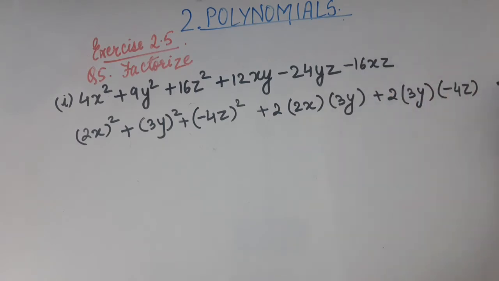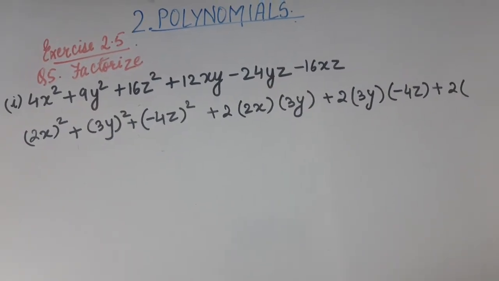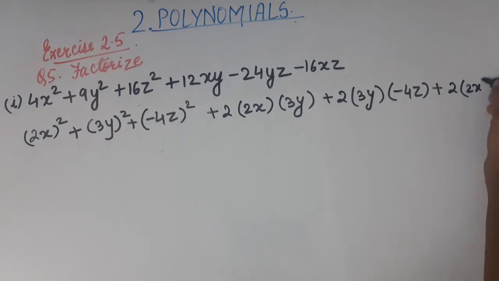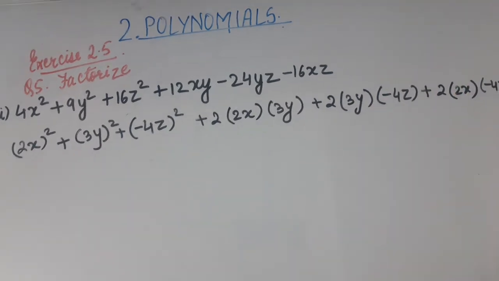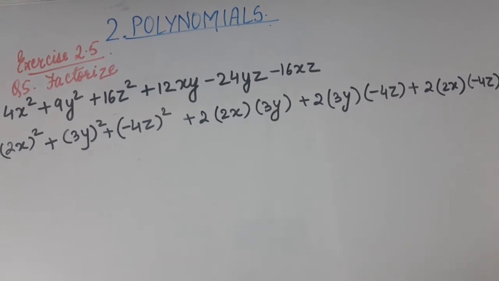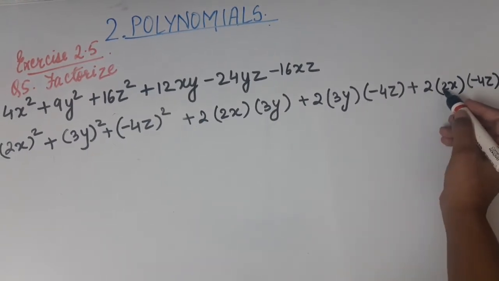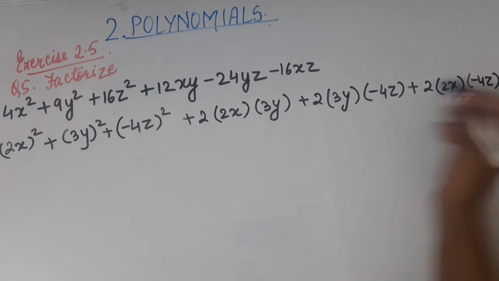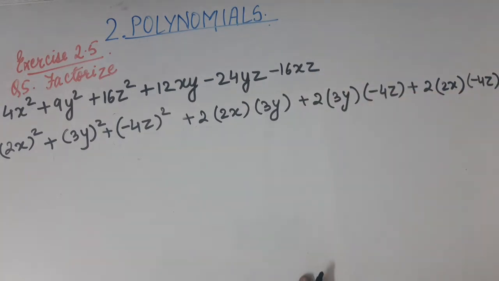Now this minus 16xz is 2 into A into C. What is your A? 2x. And C is minus 4z. Now check: 2 into 2x, 4x; 4x into minus 4z, minus 16xz. We got minus 16xz, right?